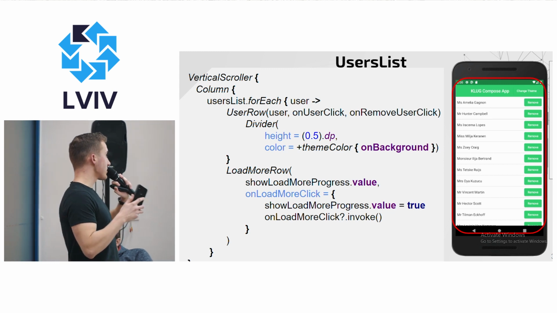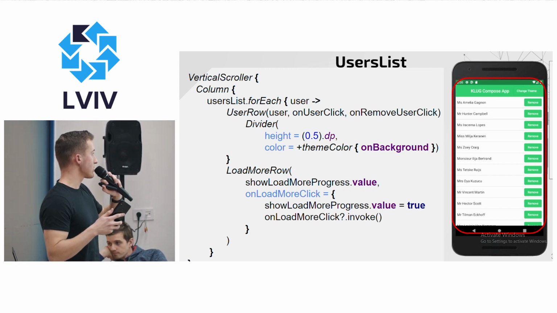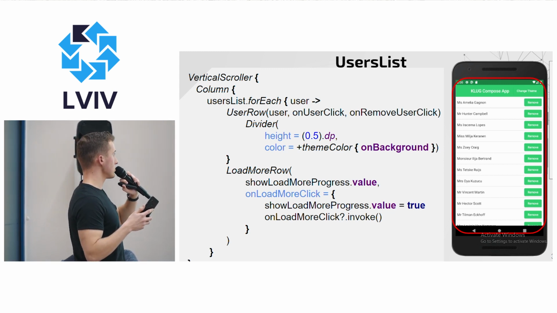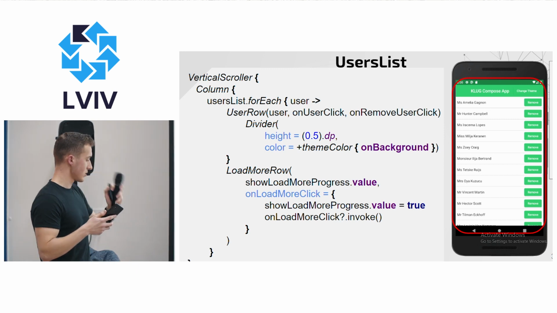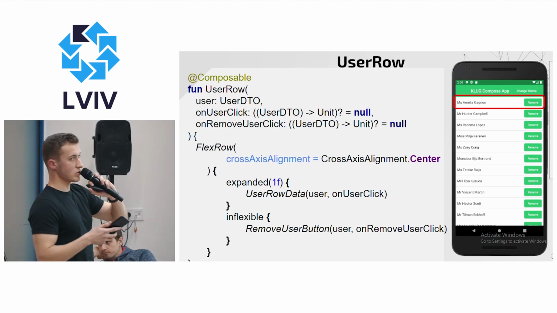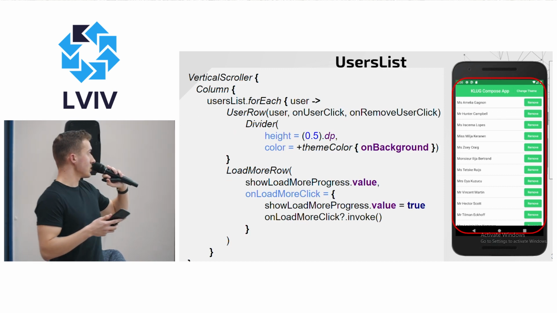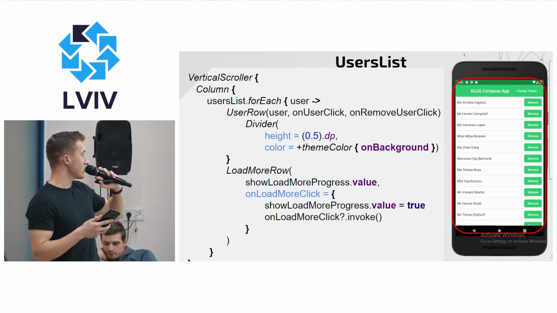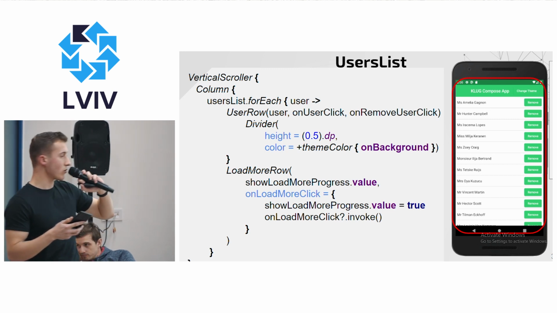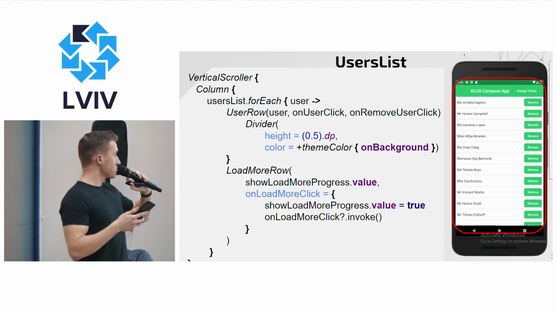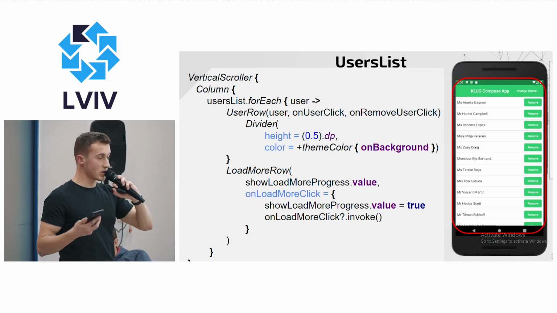And we just iterate through our list of users and call the user row function. This is the user row function. And we call this function just in the body of our for each. Looks great, as for me.